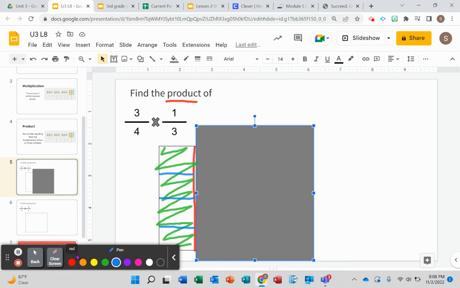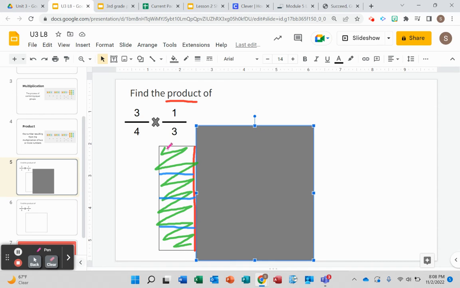So we need a lot of colors for this. Let's do pink. I'm going to shade in, color in my pink. I need 3 of these pieces. Okay, so now I'm going to write the number over here. I have 1, 2, 3 of those pieces, right?